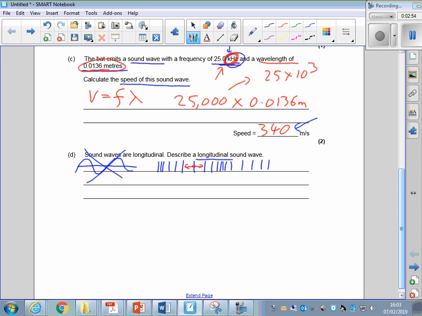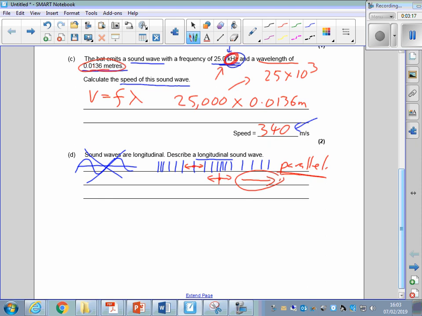Okay, so the two key facts you need to know is that the parts that are oscillating, the parts that are vibrating, are moving parallel to the direction of the wave. So the wave's going that way, and the parts that make up the wave are doing that as well. So you need to say that these oscillations, these vibrations, are parallel to the direction of the wave. And that's going to get you 1 mark.